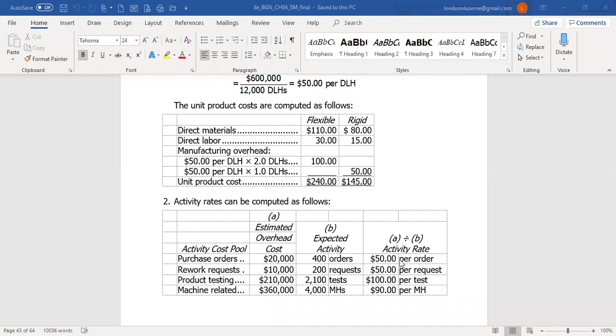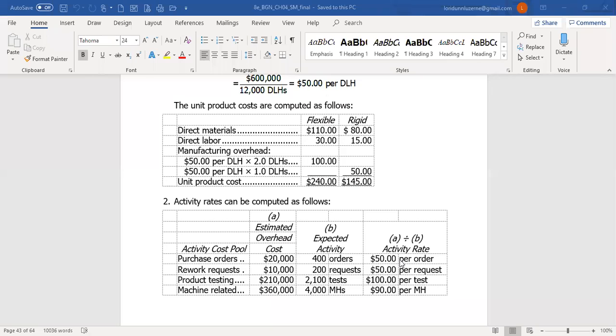The total product testing costs $210,000. How many tests are expected to be performed? 2,100, $100 per test. $360,000 cost related to the machine hours. How many hours are expected to be used? 4,000 machine hours. So $90 per machine hour.